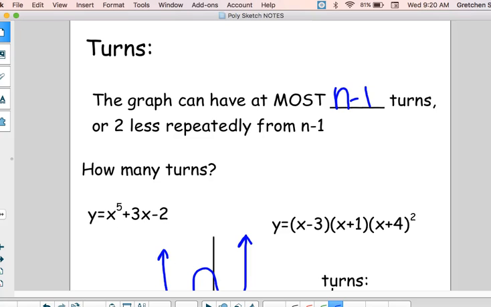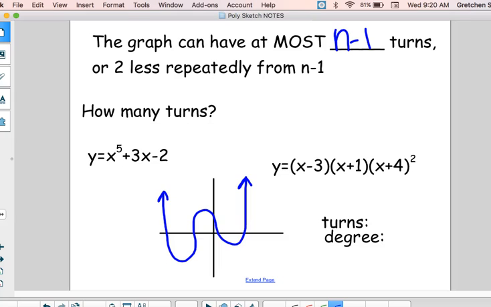So in that first one on the left, what's the degree of it? 5. The degree of this is 5. So since the degree of it is 5, at most, how many turns could it take? 4. You just take away 1. So at most, that polynomial could turn 4 times. Take away 2, or it could turn 2 times. Take away 2 again, or it could turn 0 times.